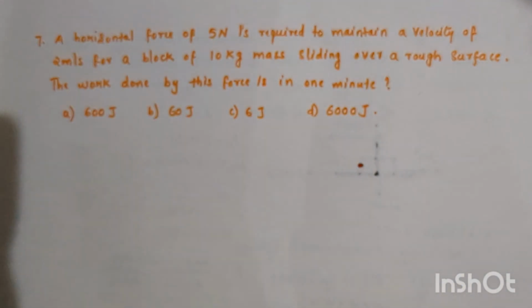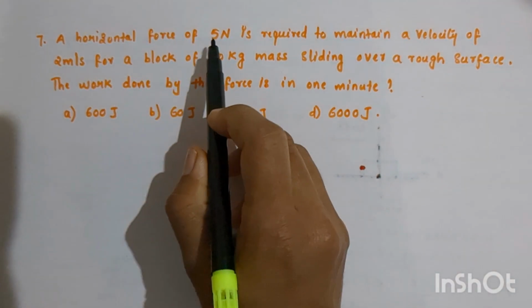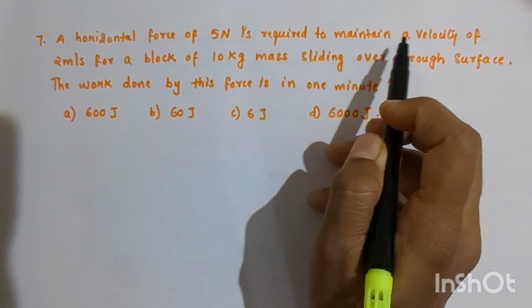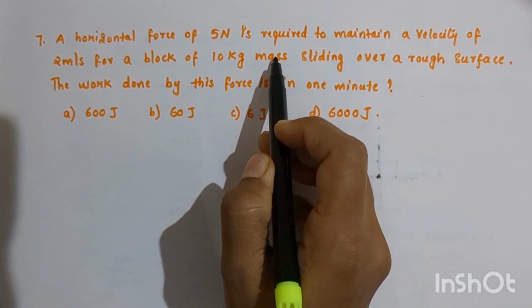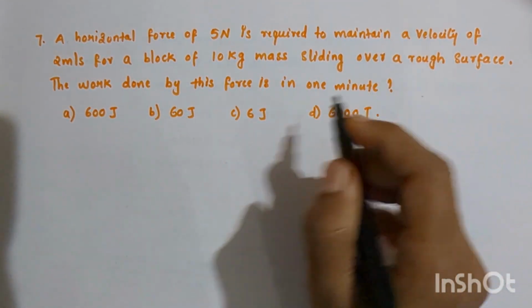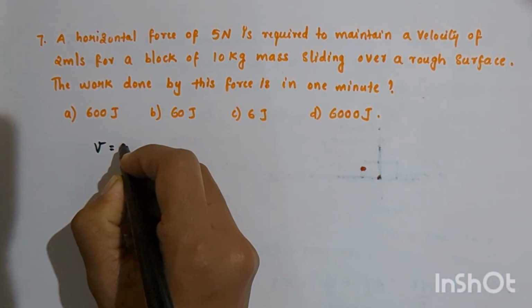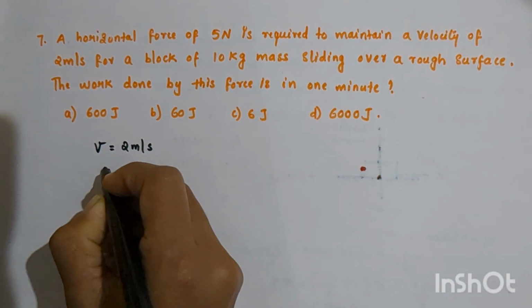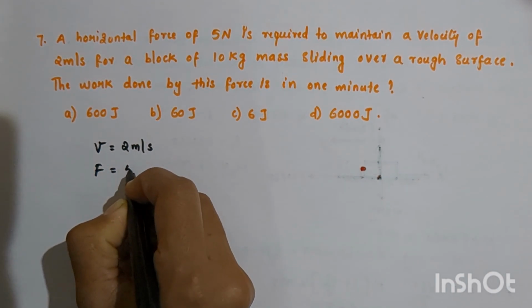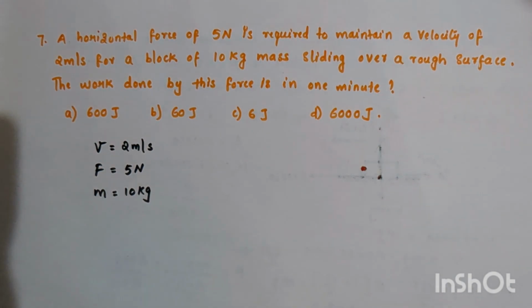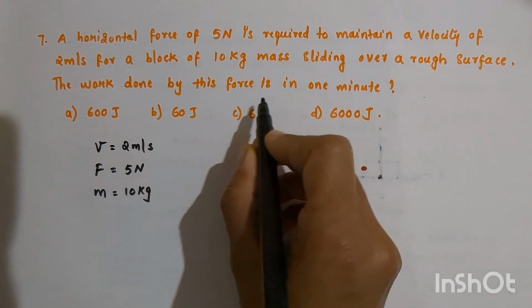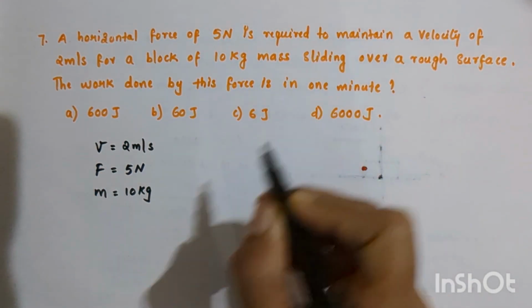Now let us see the 7th question. A horizontal force of 5 Newton is required to maintain a velocity of 2 meter per second for a block of 10 kilogram mass sliding over a rough surface. So you see the velocity of the block is given as 2 meter per second. Force is given as 5 Newton. Mass of the block is given as 10 kilogram. Now the work done by this force in 1 minute is.